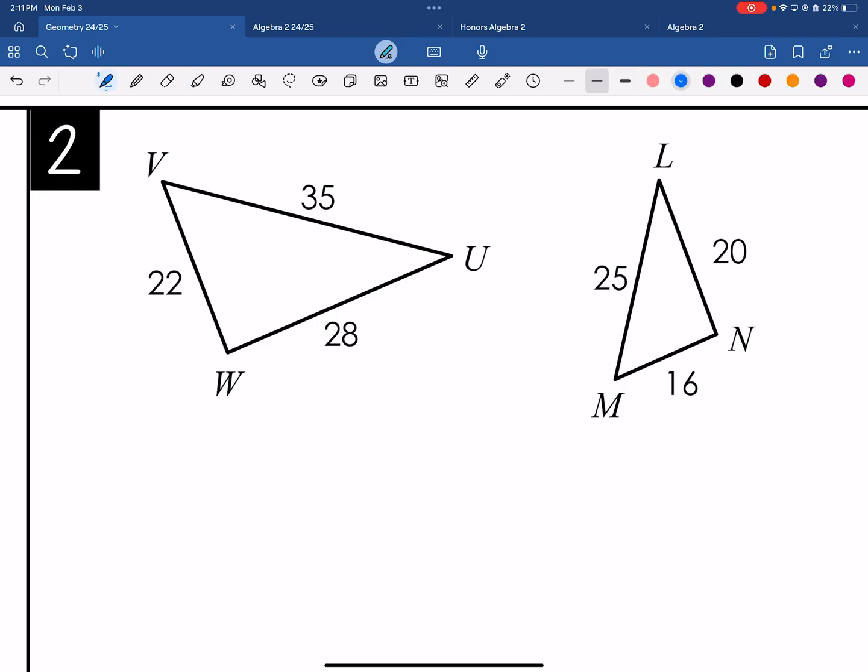Which one are we going to try? Side, side, side, side angle side, or angle angle? We're going to try side, side, side, and see if it works. Okay, so the largest on the left one is 35. The largest on the right, 25.